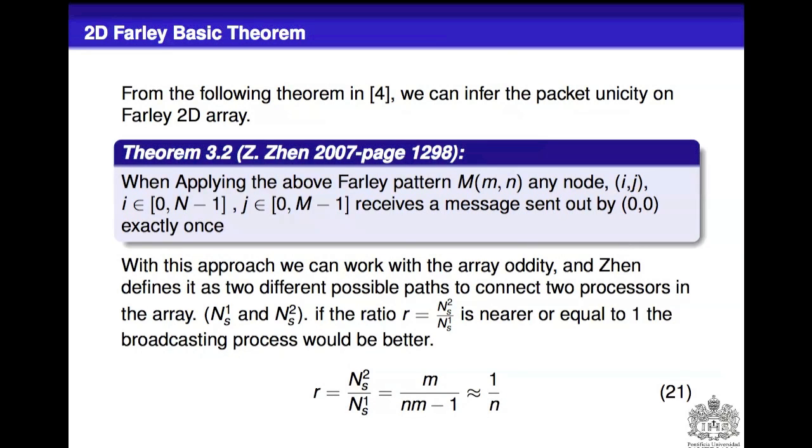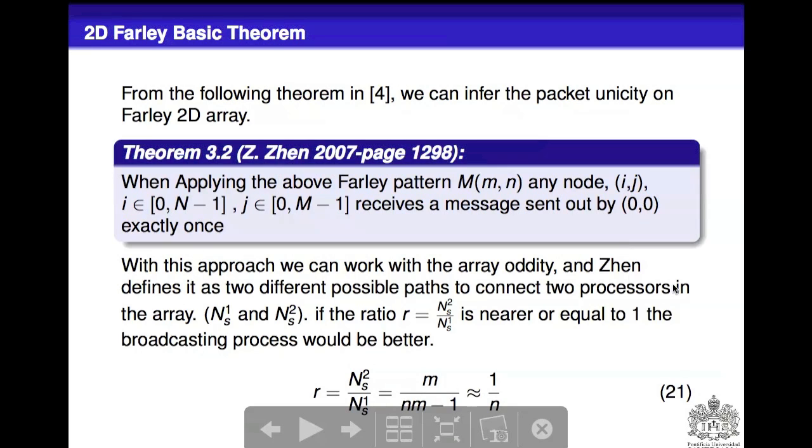Then, to analyze this, our main reference is the Chen 2007 article that defines a theorem that is talking about the Farey pattern. As you can see, the Farey pattern gives you the idea that every other index in the array should receive a message from the 0,0 position exactly once. Then you can assure a unicity inside the 2D Farey array or 3D Farey array, as you can see later.